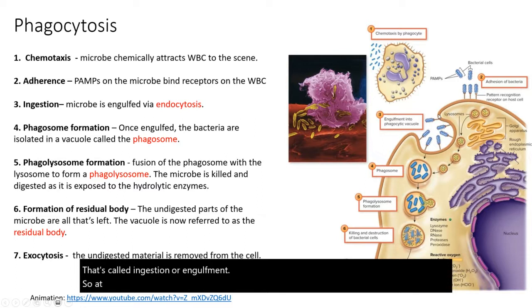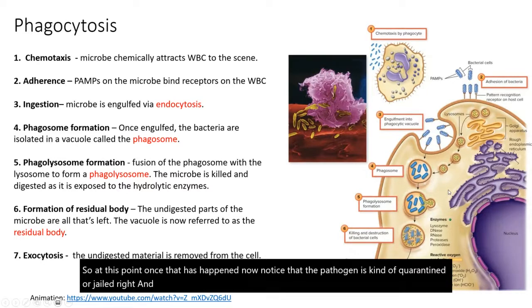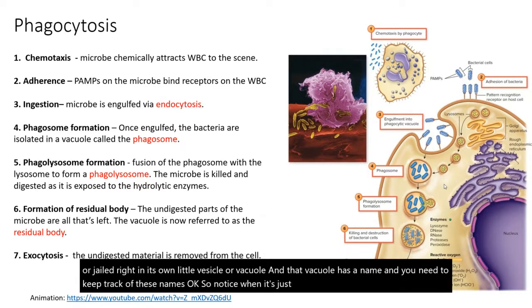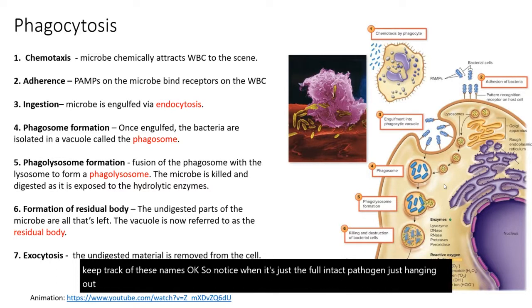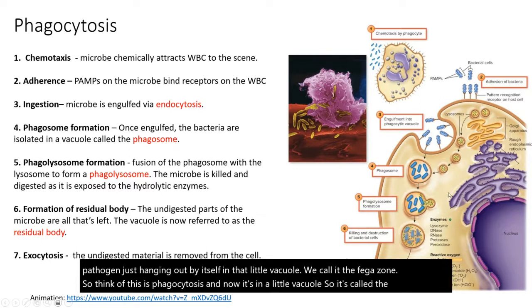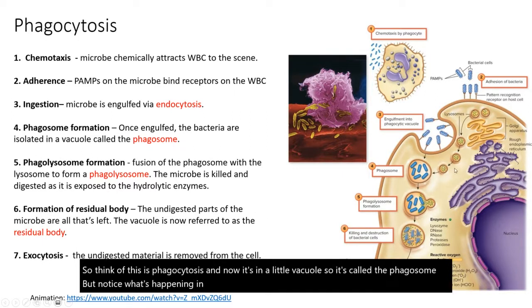So at this point, once that has happened, now notice that the pathogen is kind of quarantined or jailed in its own little vesicle or vacuole. And that vacuole has a name, and you need to keep track of these names, okay? So when it's just the full intact pathogen just hanging out by itself in that little vacuole, we call it the phagosome. Okay, so think of this as phagocytosis, and now it's in a little vacuole, so it's called the phagosome.